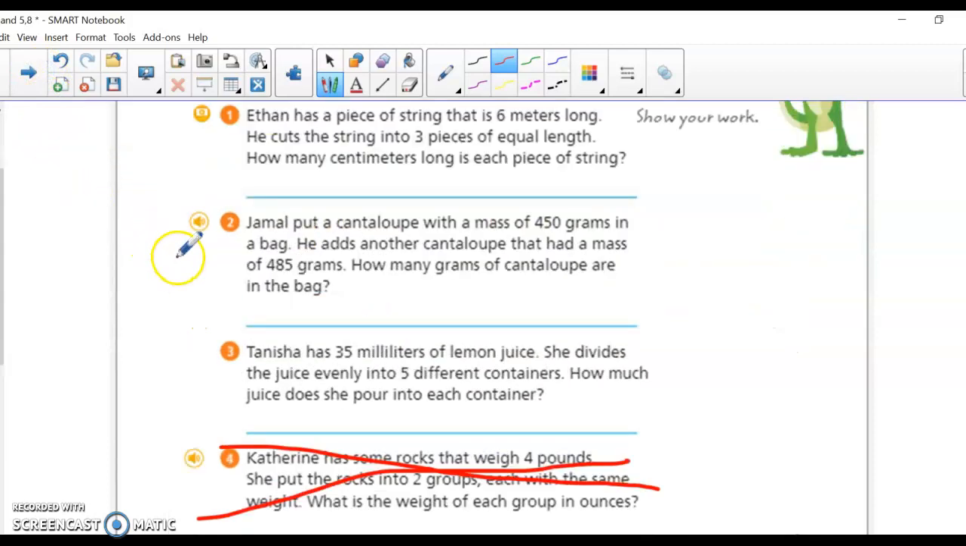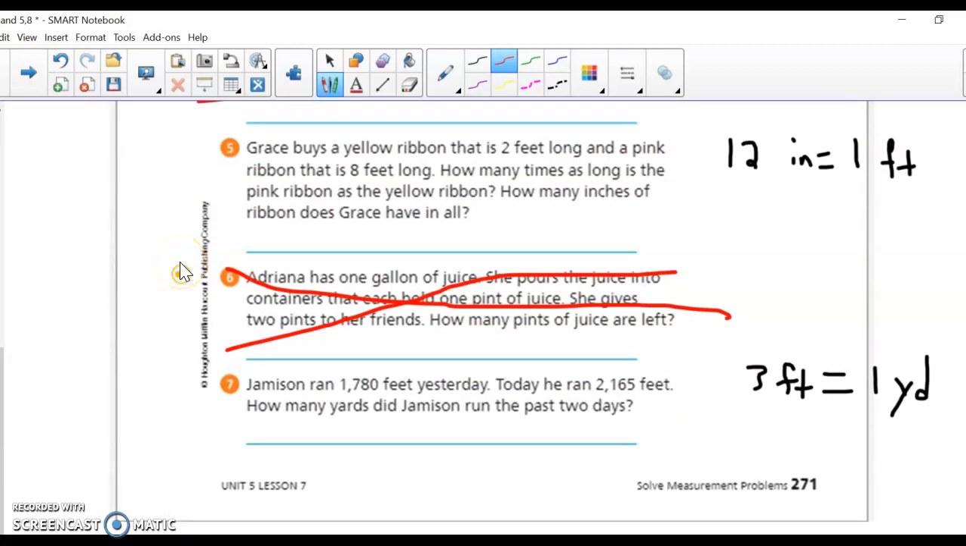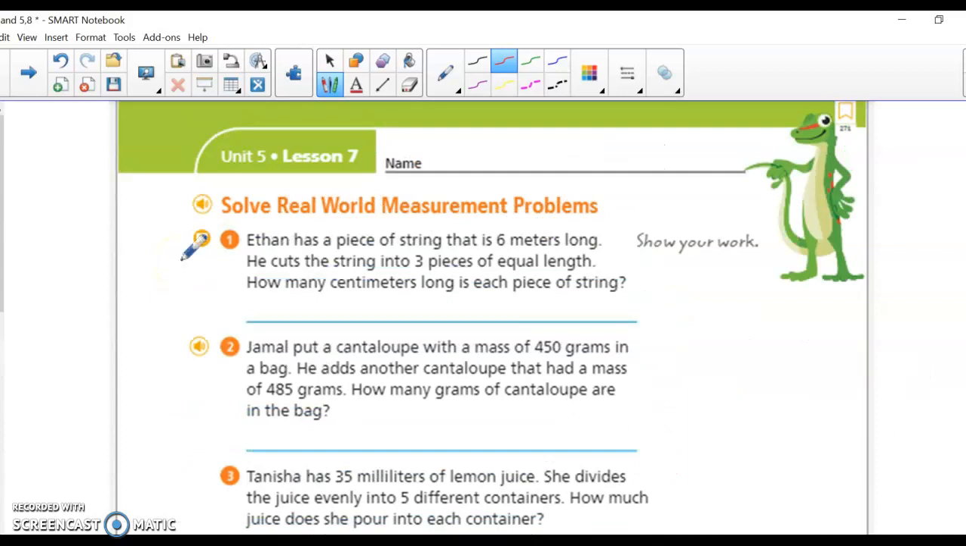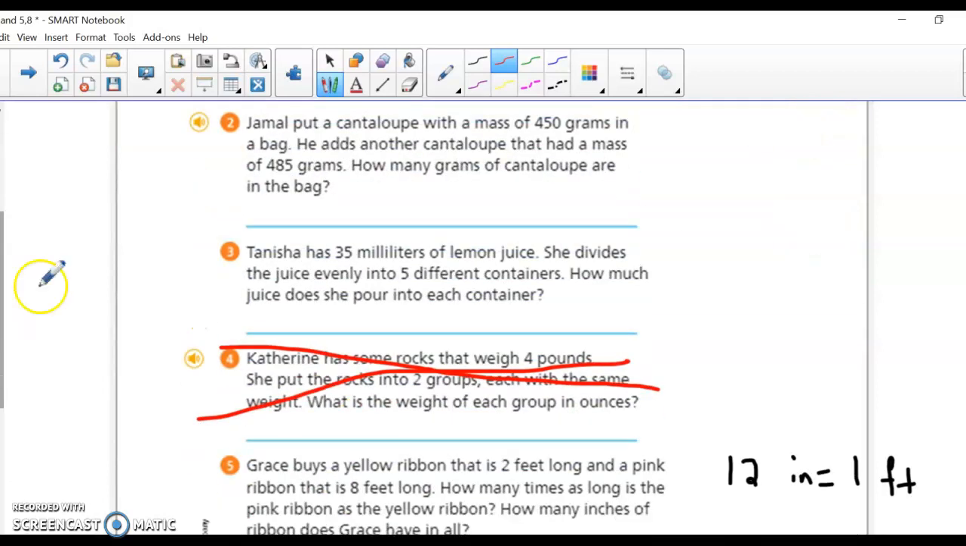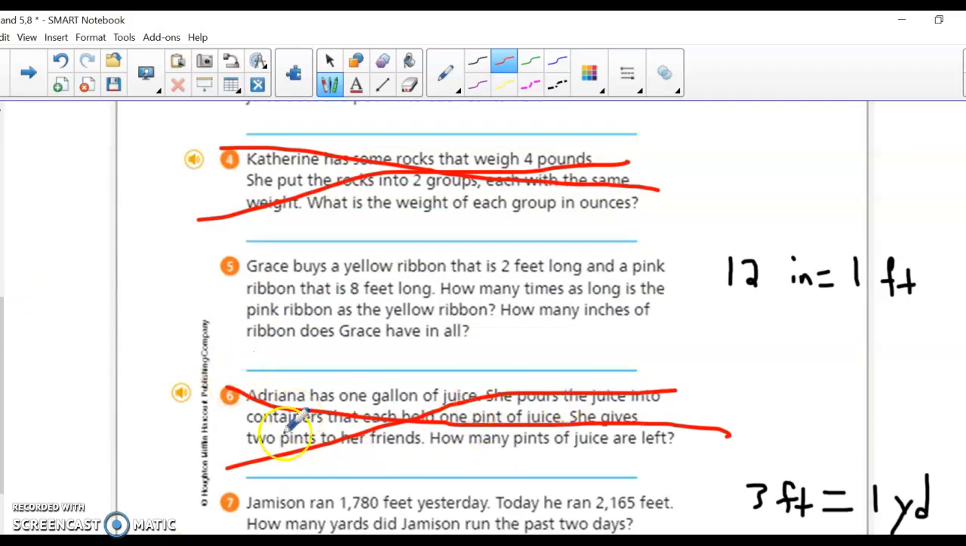All right, so now we are on to page 271. Okay, and so on 271, they're all word problems that you're going to be figuring out. And there's some of them that have some conversions. Some of the conversions you don't need to do. So for example, we're going to go through right now, and you can cross off number 4. You do not need to do that problem. And you can cross off number 6. You do not need to do that problem.